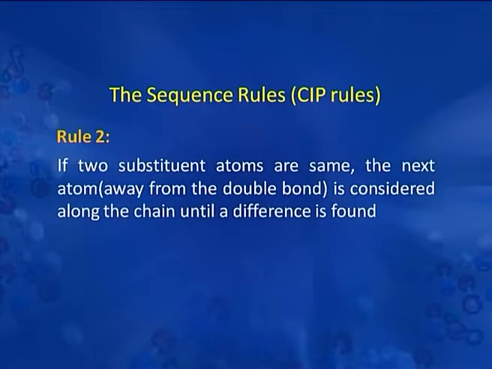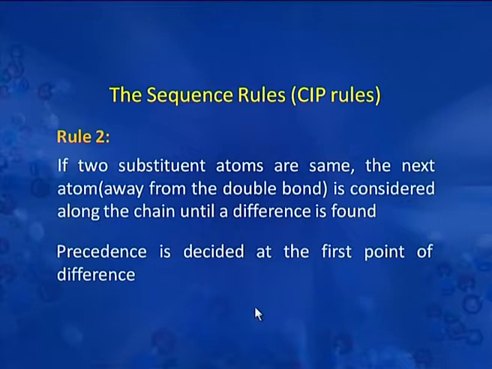So another rule was given, and that second rule is that if two substituent atoms are the same, then the next atom away from the double bond is considered along the chain until a difference is found. Means if we look at the second atom, and if priority cannot be decided by the second atom, then we go for the third atom in the chain of the substituent. Precedence is decided at the first point of difference, means wherever we meet an atom of higher atomic number in any group, then that group will be assigned the higher priority.